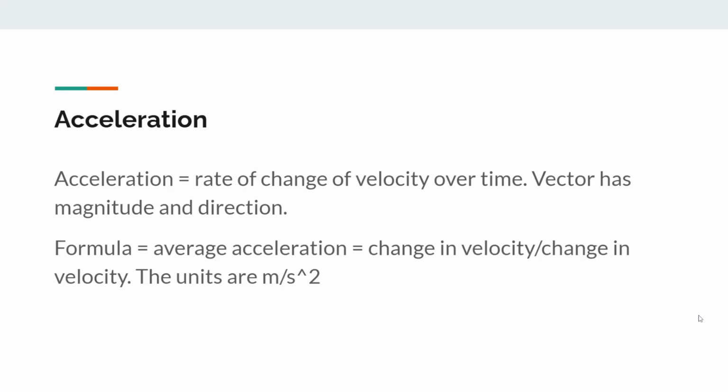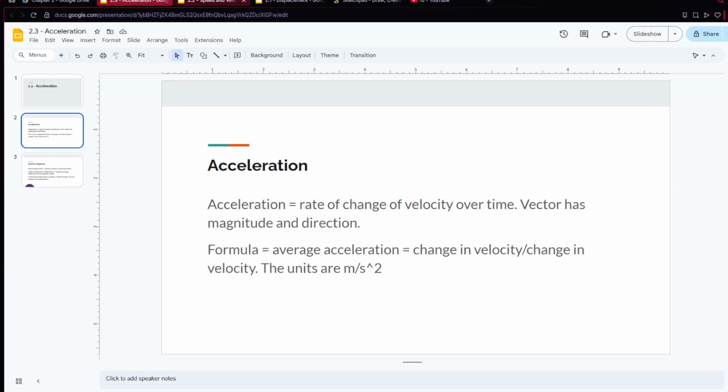Acceleration. Now here's where it gets slightly more complicated, just because the units are kind of confusing, which I also got confused by when I was first learning physics. So we have acceleration equals rate of change of velocity over time. Very hard to put into words, right? Rate of change of velocity.